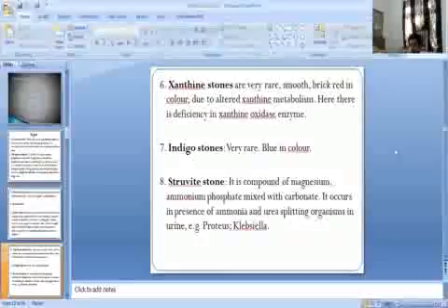Xanthine stones are very rare, smooth, and brick red in color due to altered xanthine metabolism. Here there is a deficiency of the xanthine oxidase enzyme. Indigo stones are very rare and blue in color. Struvite stone is a compound of magnesium, ammonium phosphate mixed with carbonate. It occurs in the presence of ammonia and urea splitting organisms in urine, for example Proteus and Klebsiella.